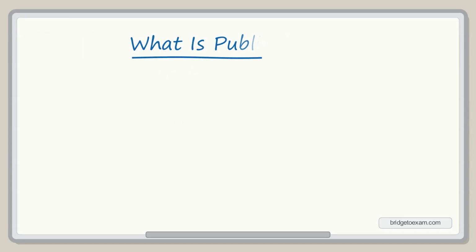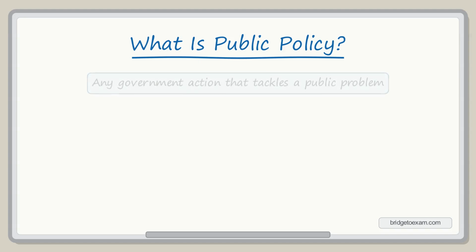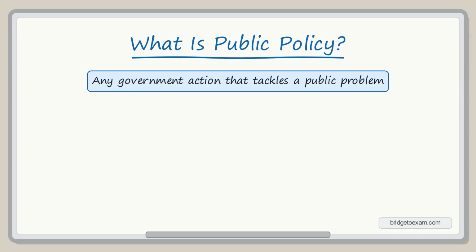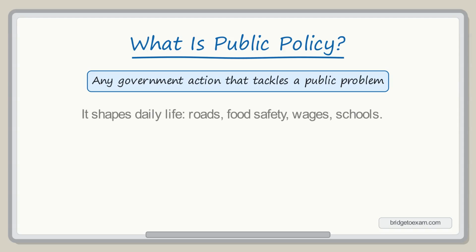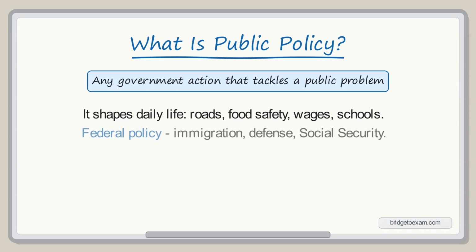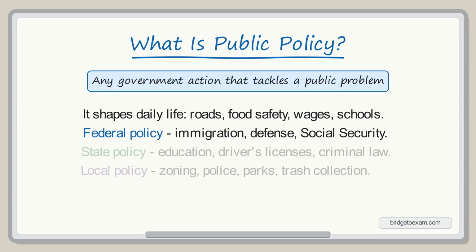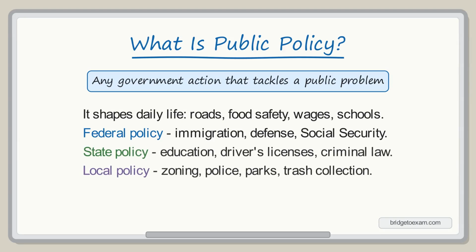Public policy is any decision, law, or action the government takes to address a public problem. It touches nearly everything: the roads you drive on, the safety of your food, your minimum wage, your schools. And it happens at every level. Federal policy handles national issues like immigration and defense. State policy covers education and criminal law. Local policy deals with the everyday things: zoning, police, parks, and trash.